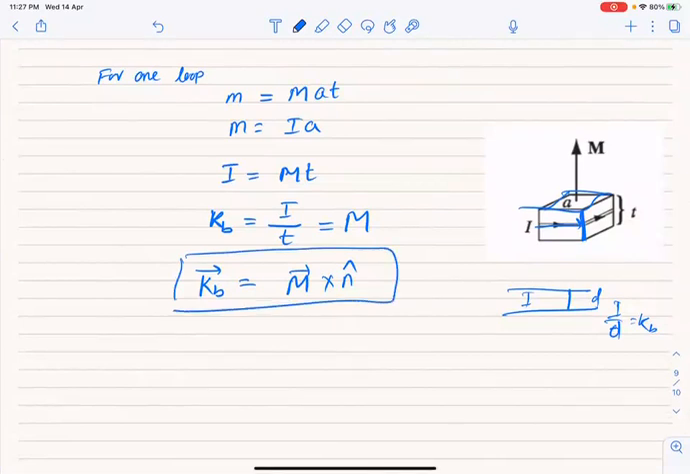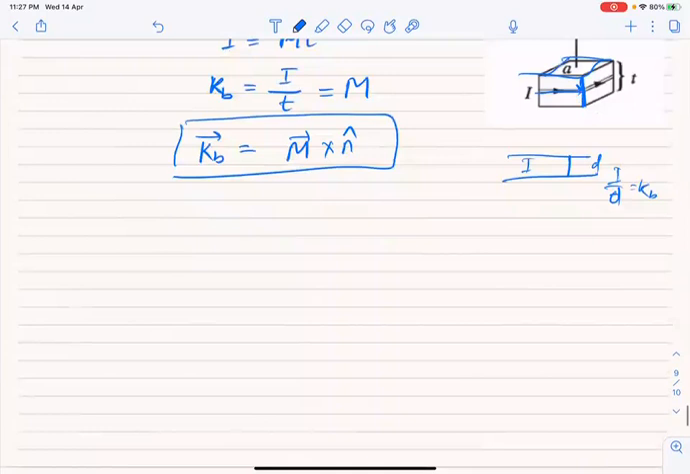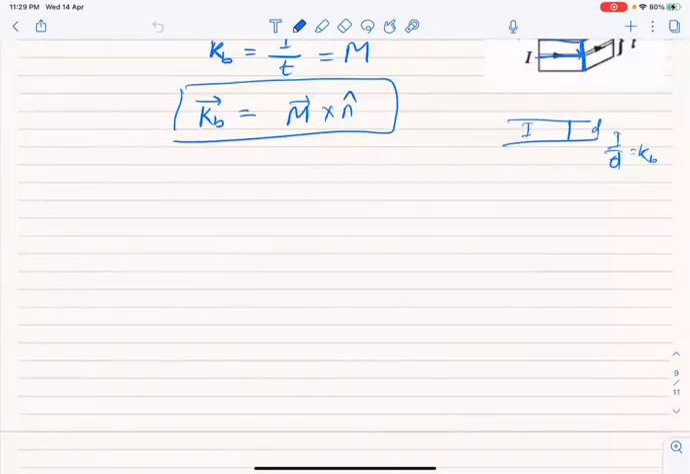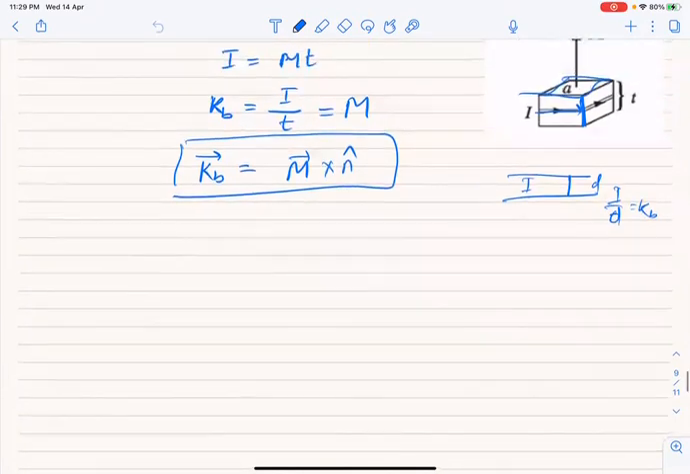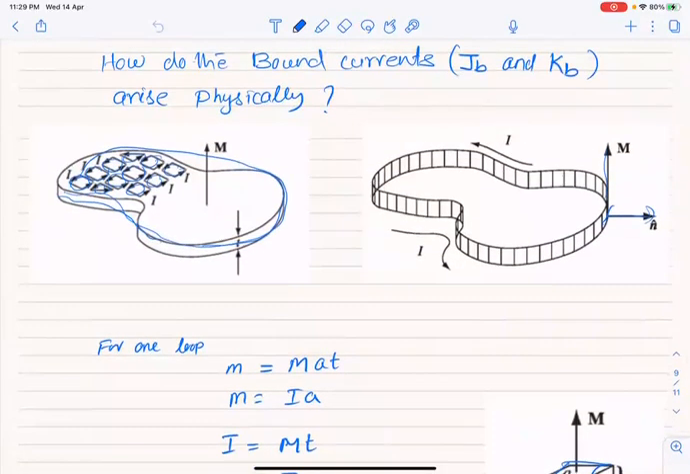Now, what about the bound volume current? For that, consider a non-uniform magnetization. What does it mean? It means that the magnetic dipole moment for each loop will be different. For example, this one will have M1, this one will have M2, and M1 can be greater than M2, or M1 can be smaller than M2. That is essentially what we mean by non-uniform magnetization.